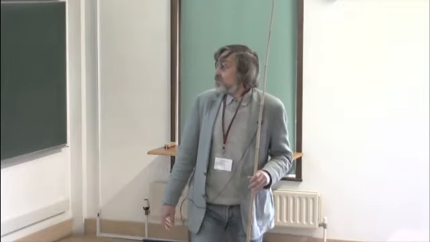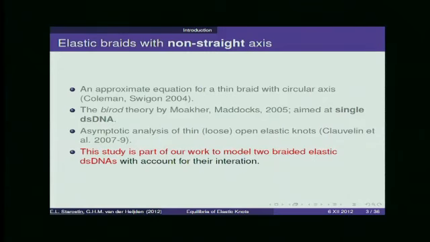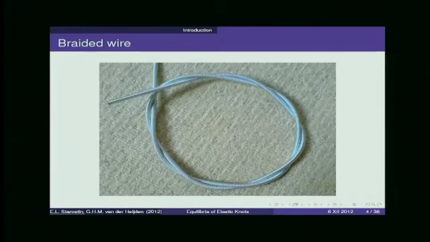So our current project is to model two double-stranded DNAs which can interact with each other. That's the difference. But basically, the theory will be applicable to any structure like that. So I want to know the shape of this wire.